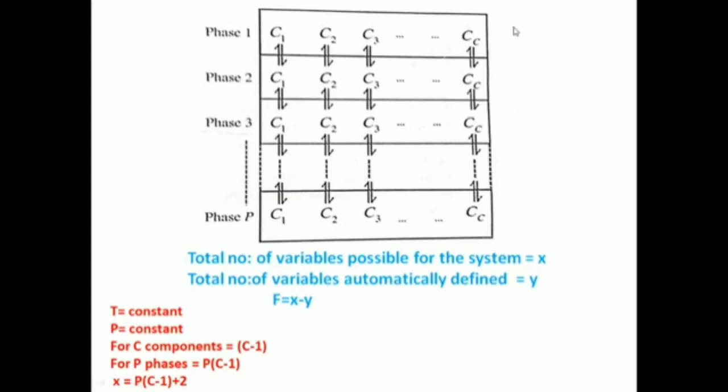For that, let X be the number of variables possible for this system. That is, in order to represent the state of the system completely, we have to represent a lot of variables, and let X represent the number of variables that are possible for the system, and let Y represent the number of variables that are automatically defined. That is, in the case of the triple point of water, there is no need to specify the temperature and pressure, because the triple point will exist only at a particular temperature and pressure. So like that, there are some variables that are automatically defined, and let it be represented by Y.